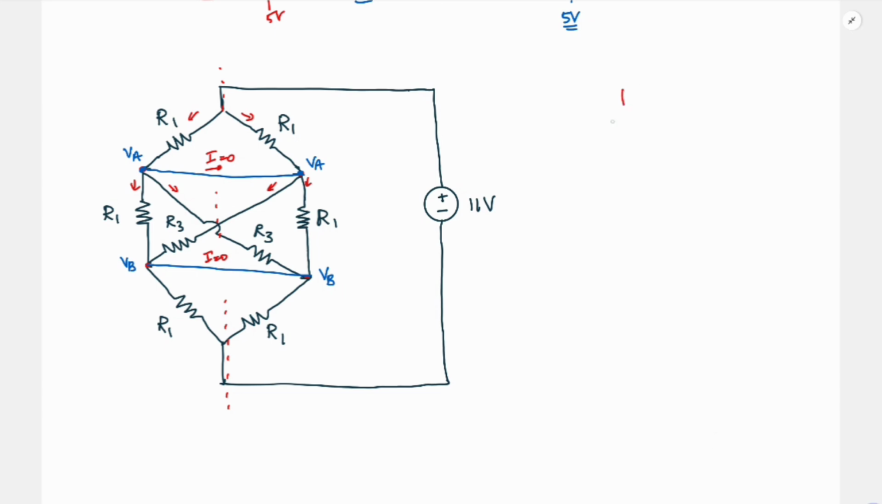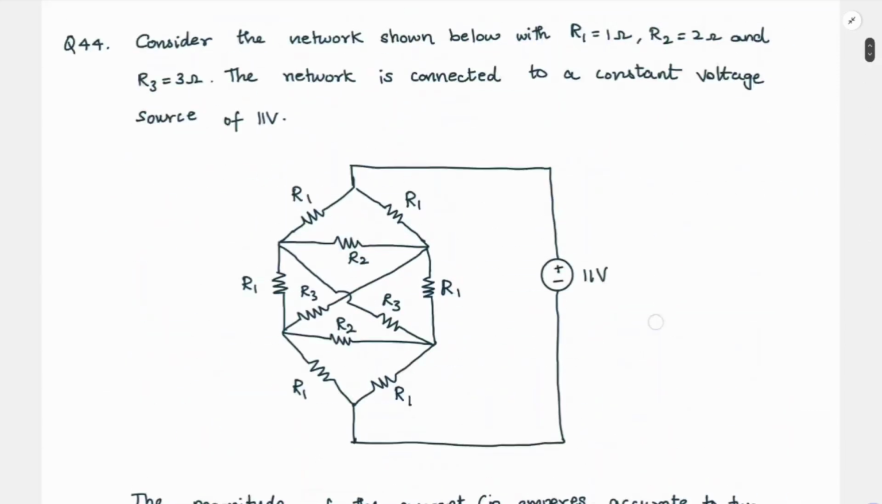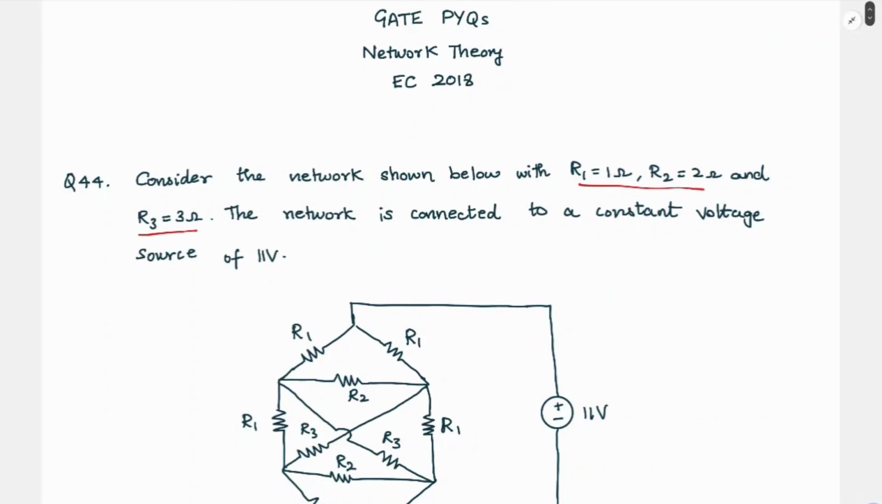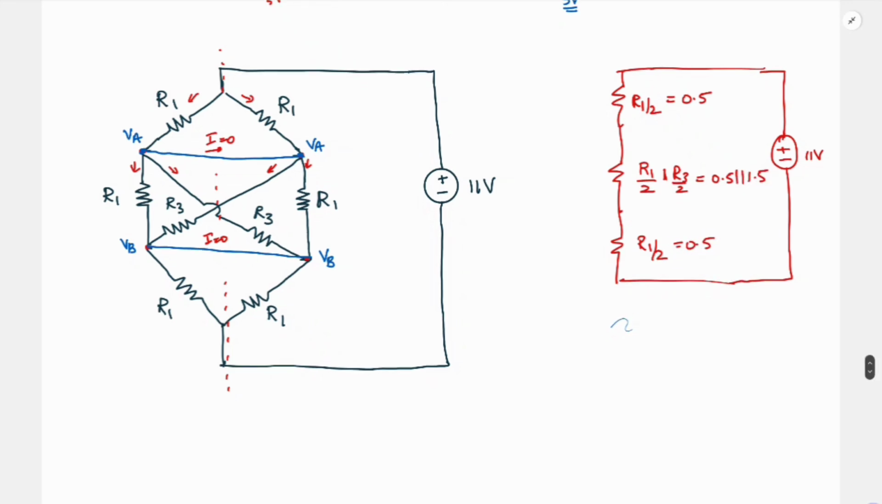Okay, so here what do we have? We have R1 by 2, and in the middle R1 by 2 parallel with R3 by 2, and down we again have R1 by 2, and this is connected to 11 volts. If we revisit the values of R1, R2, R3, they are 1, 2 and 3 respectively. So this is 0.5 ohm, this is 0.5 in parallel with 1.5, and this is again 0.5. So what is 0.5 parallel with 1.5?